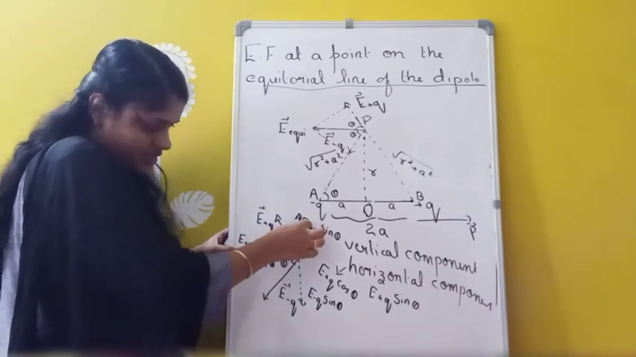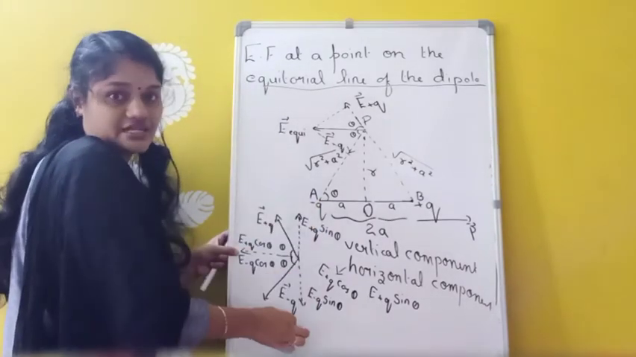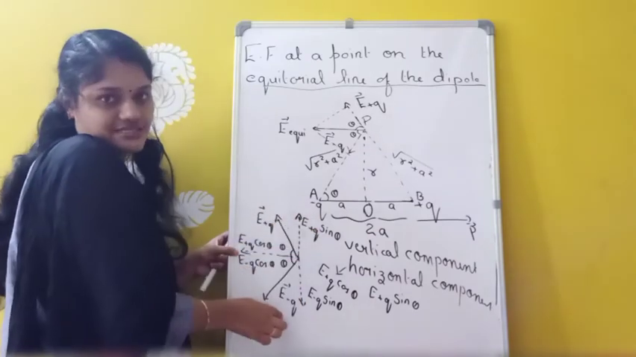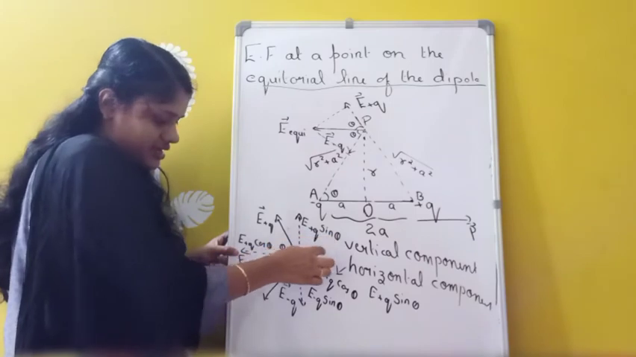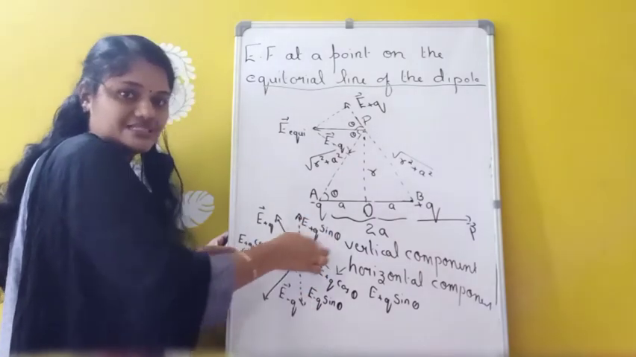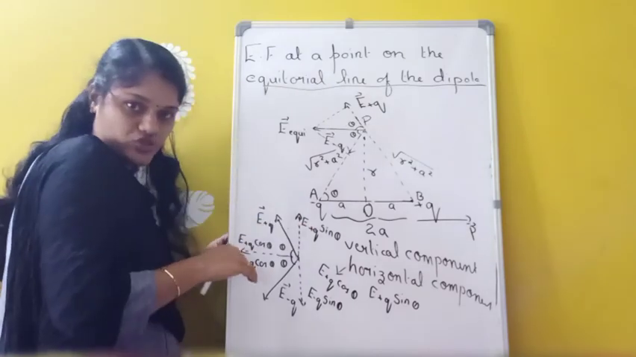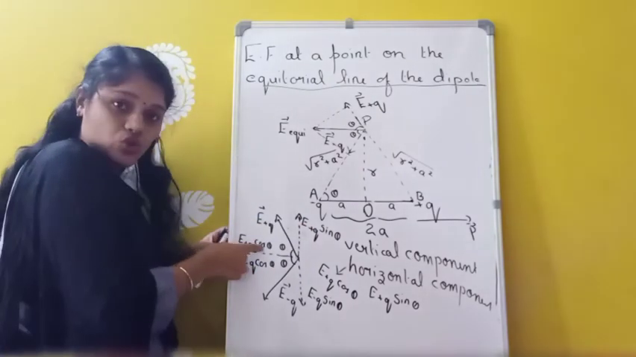And here the sin components are in opposite direction. So they are equal in magnitude and acting in opposite direction. They will cancel each other. So E plus Q sin theta and E minus Q sin theta will be cancelling each other because they are acting in opposite direction and they have the same magnitude. Then what about the E plus Q cos components?